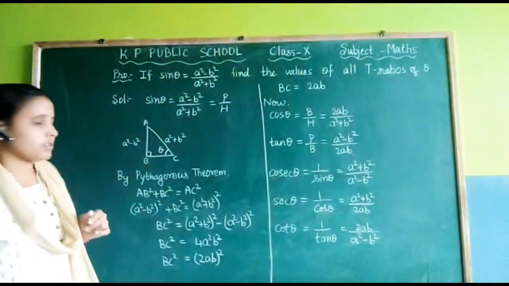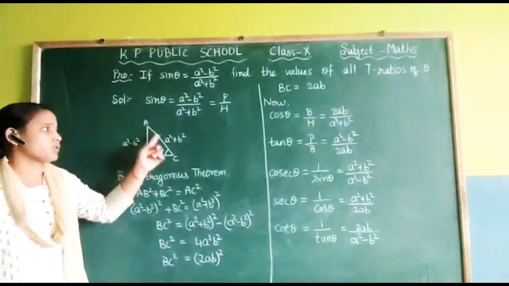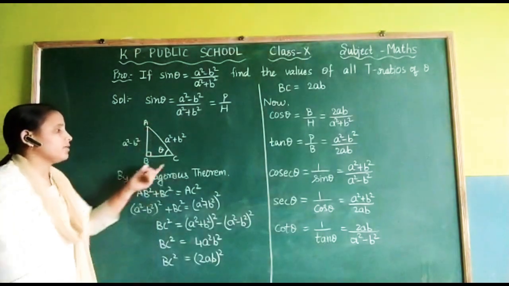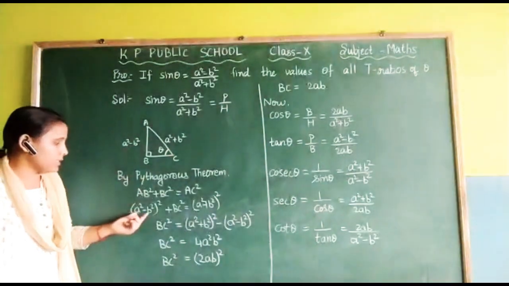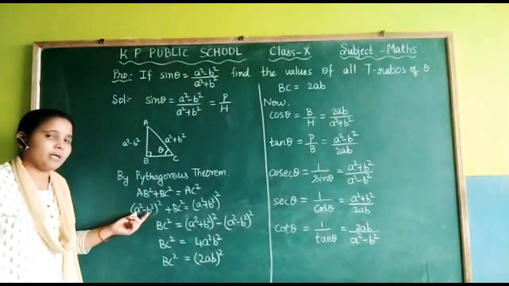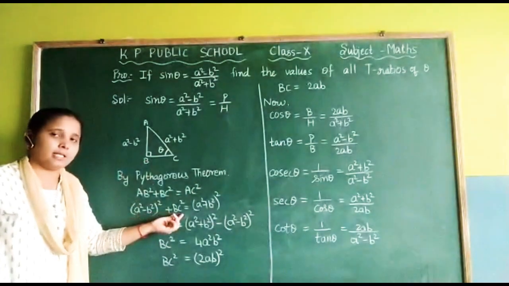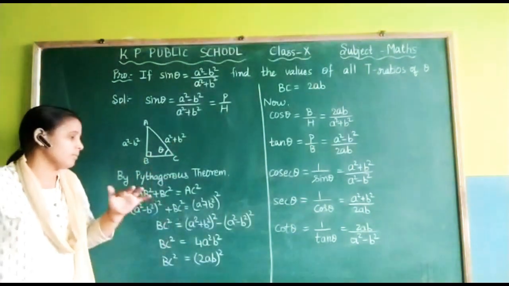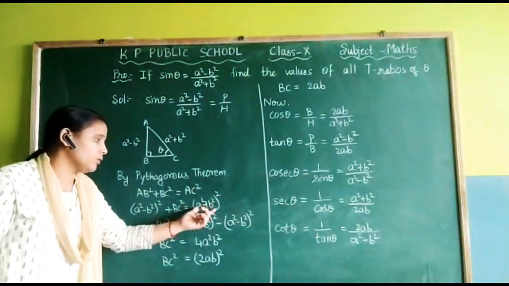Once again, Pythagoras theorem: AB square, meaning perpendicular square, plus base square is equal to hypotenuse square. So AB square plus BC square is equal to AC square. AB means this line. The value of AB is given, a square minus b square. Since here it is whole square, we will write (a square minus b square) whole square plus the value of BC, which we don't know. So we will write BC square equal to AC square. The value of AC is a square plus b square, so since it is given whole square, we will put (a square plus b square) whole square here.